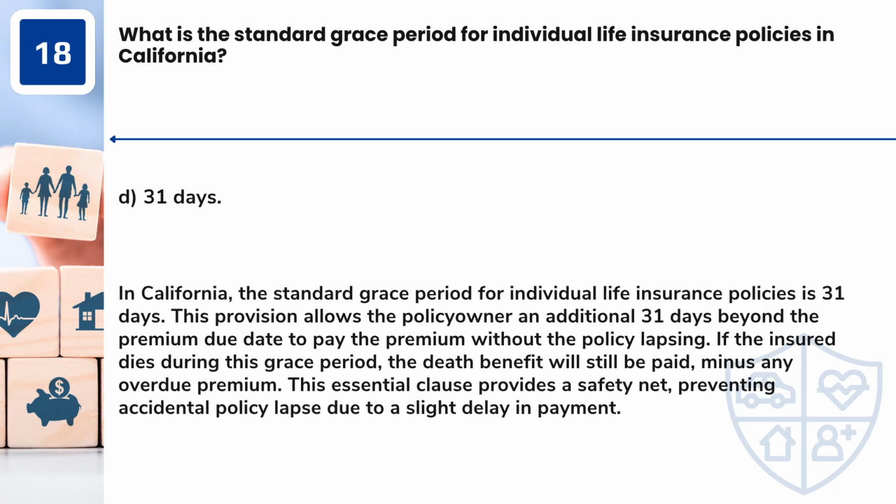Answer: D. 31 days. In California, the standard grace period for individual life insurance policies is 31 days. This provision allows the policy owner an additional 31 days beyond the premium due date to pay the premium without the policy lapsing. If the insured dies during this grace period, the death benefit will still be paid, minus any overdue premium. This essential clause provides a safety net, preventing accidental policy lapse due to a slight delay in payment.